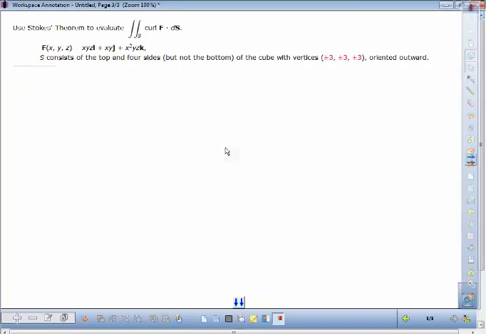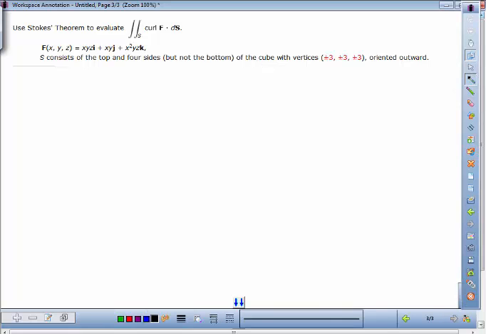So here they want the integral of the curl of F dot dS over the surface that consists of the top and 4 sides, but not the bottom, of the cube with vertices at plus and minus 3, with an outward orientation. So let's get a handle on this surface that we're looking at for the flux integral of the curl. And let's see, surface.